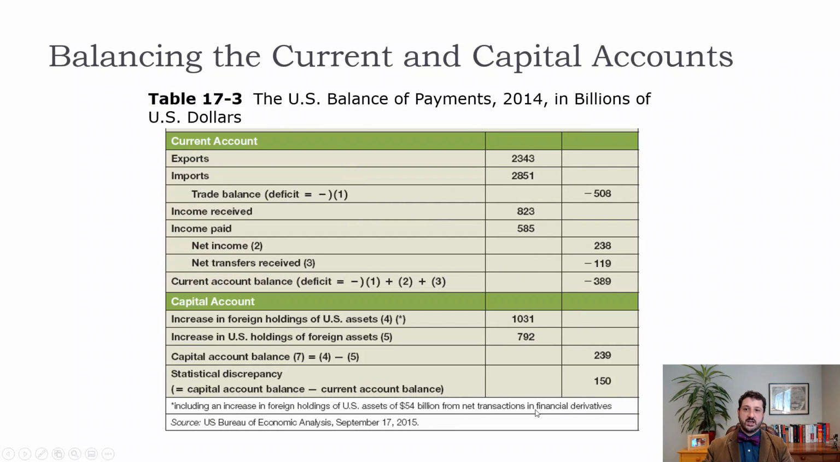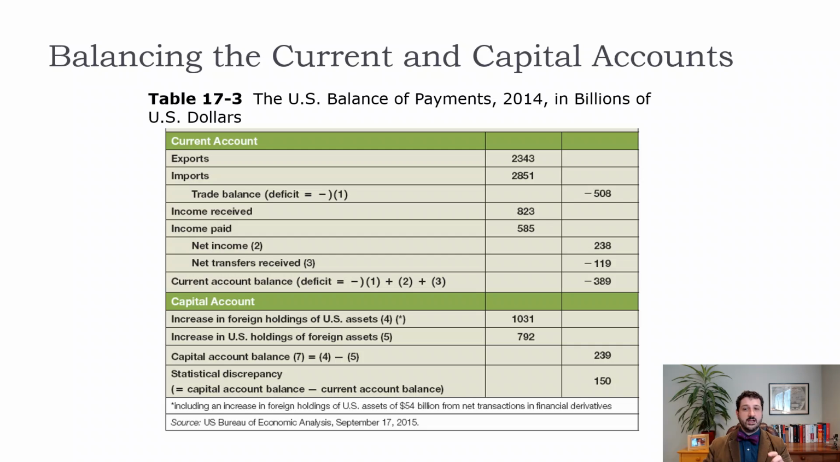So this is a sort of simplified view of the U.S. balance of payments from 2014, in billions of dollars. $2,343 billion of exports is $2.3 trillion of exports, right? So that's a lot of exports. But we imported even more. So we imported $2.8 trillion of imports. And so our trade balance, or deficit, was $508 billion in 2014. So that's the first part of the current account.